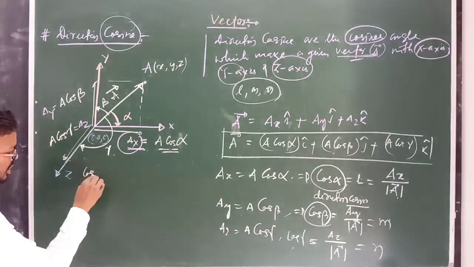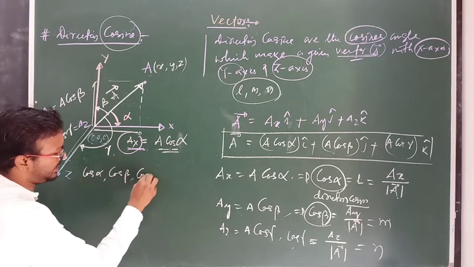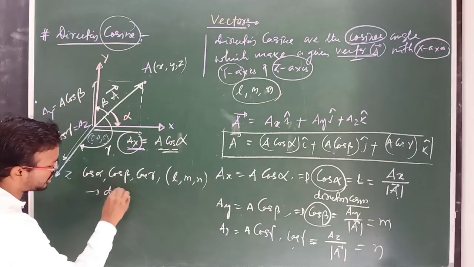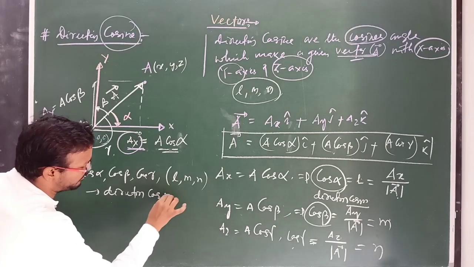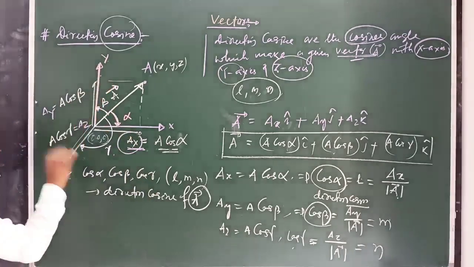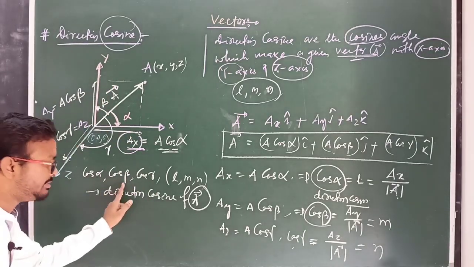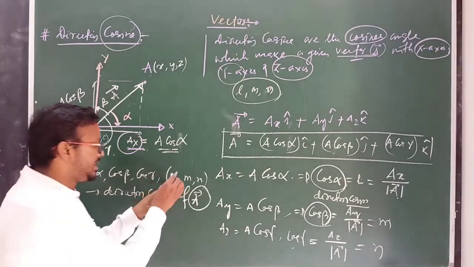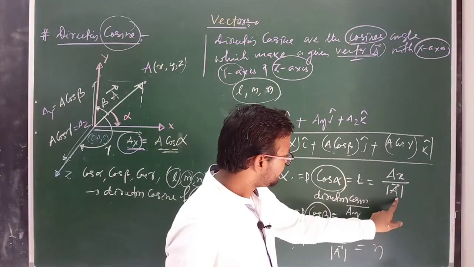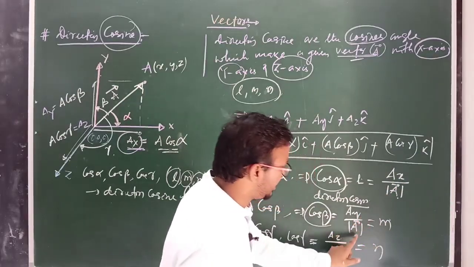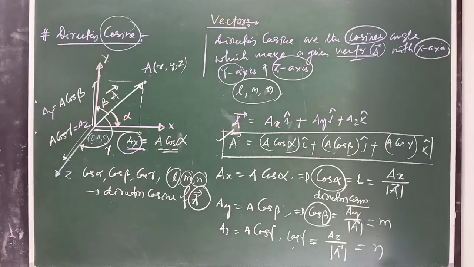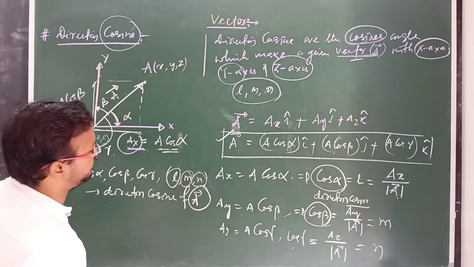So cos alpha, cos beta, cos gamma, or simply L, M, N, are the direction cosines of vector A along the x-axis, y-axis and z-axis. Cos alpha, cos beta, cos gamma are called direction cosines, and simply you can write L, M, N, where L is ax by a and M is ay by a. Here a means the magnitude of the vector. Clear? Okay.